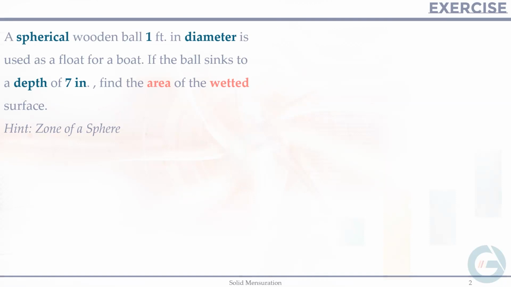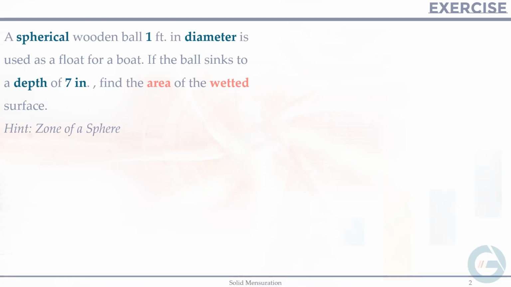Okay, so this one is also an easy problem. A spherical wooden ball, 1 foot in diameter, is used as a float for a boat. If the ball sinks to a depth of 7 inches, find the area of the wetted surface.